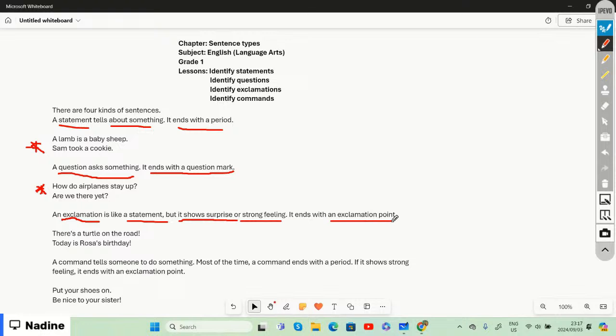If we look at a few examples of an exclamation, like a statement: there's a turtle on the road! This means that you are showing surprise because this turtle is in the road and you are driving.